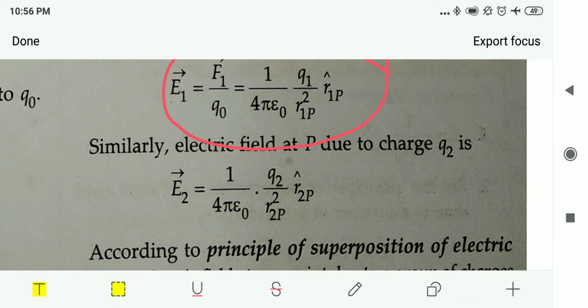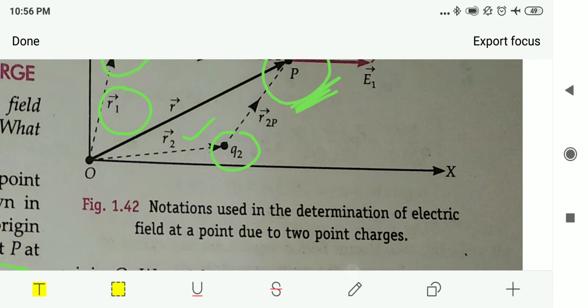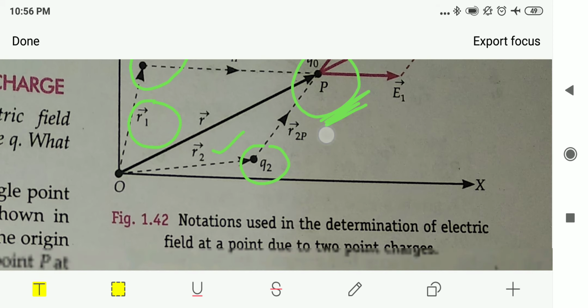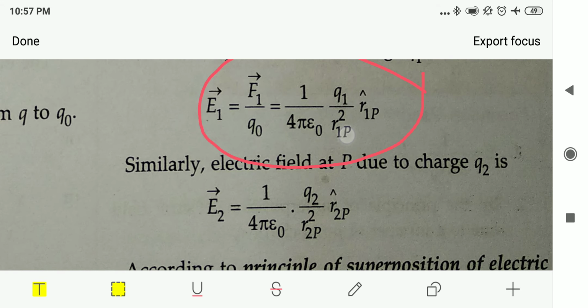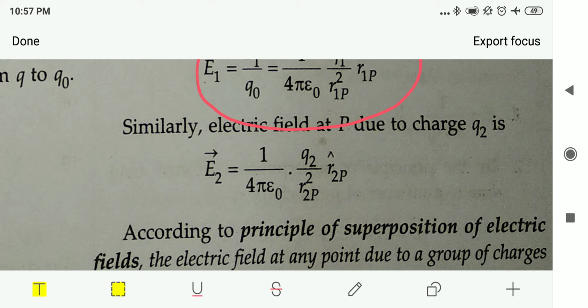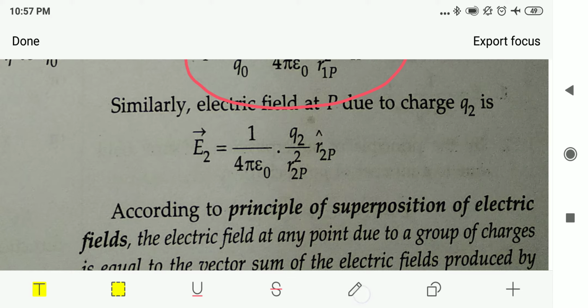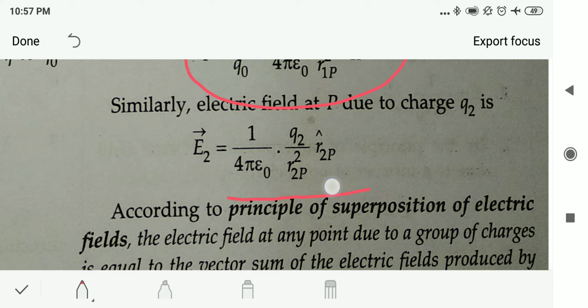Similarly, we can get the electric field at point P due to the charge q2, as we have seen in the diagram, where we are having two charges q1 and q2. So the electric field at point P due to charge q2 will be E2 equal to 1 upon 4 pi epsilon naught, q2 upon r square 2P, times the unit vector r2P.